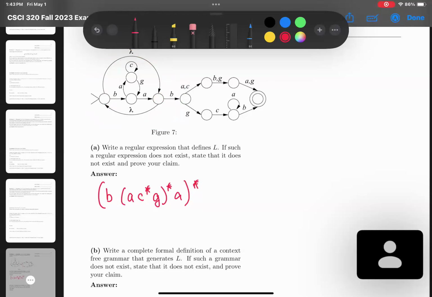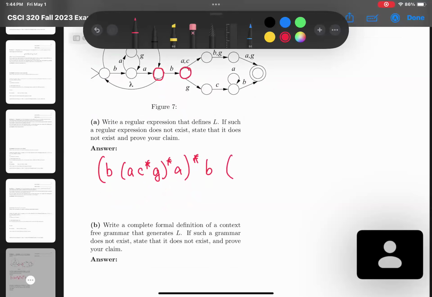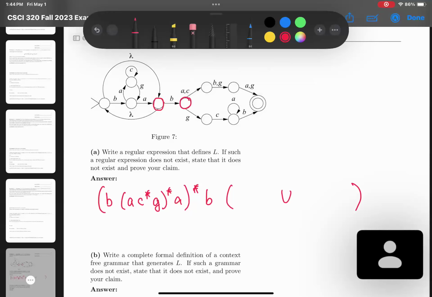Then we are over here, and to move forward, we want to take a B, and then we're over here. What happens over here? We have a split. We have two pathways. One is this one, the other is this one. So two ways to get to the final state. To signify that, we're going to have to union something. Whenever there's a split, that means union.